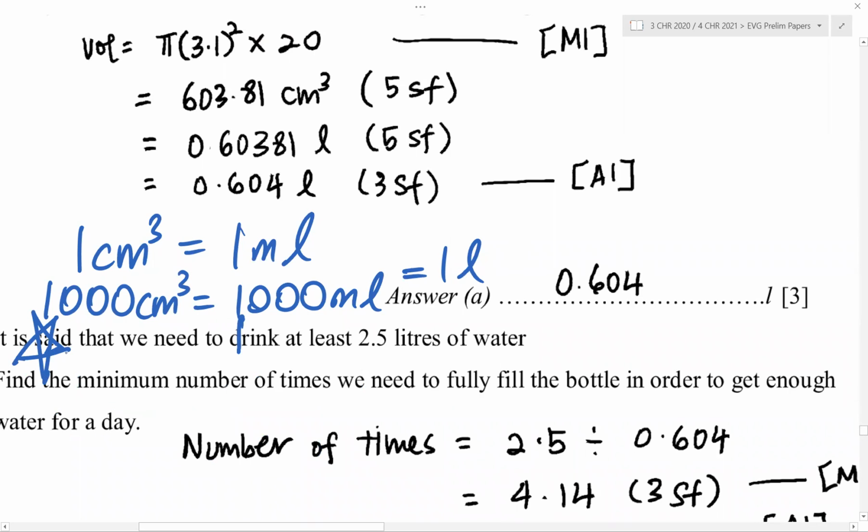Where got 5 SF? Oh, you mean this one, is it? Because before you round off, you always write it as 5 SF first. No, don't even write the whole thing. 5 SF enough already. Then round off to 3 SF. Always remember, no need to write your whole calculator. Too many already.